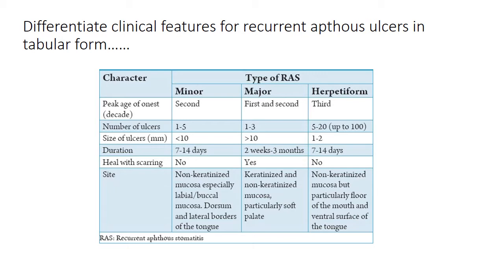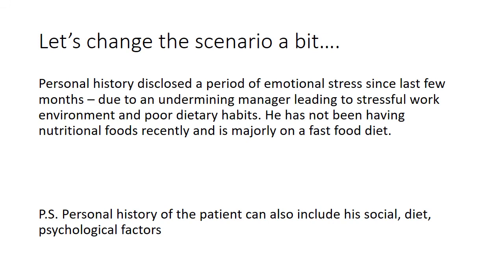So this is an example where you differentiate a number of differentials on their clinical features in a tabular form. The previous one we saw was a differential in the form of a flow chart, whereas here we are doing it in the form of a tabular column. So let us change the scenario a bit as we move on to the next bit.